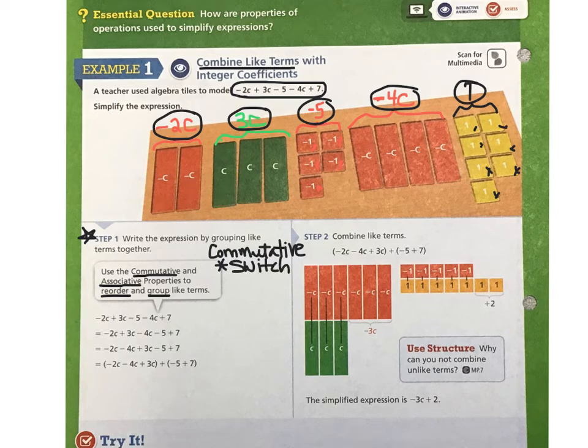So two terms will trade places. The associative property allows us to regroup. And that regrouping typically means that we move parentheses around.